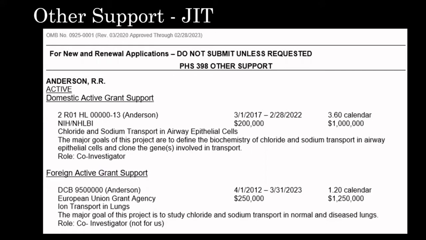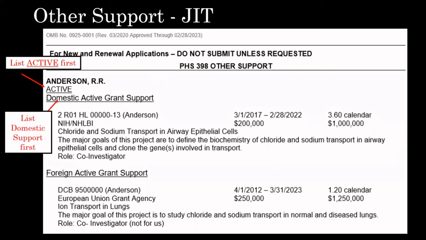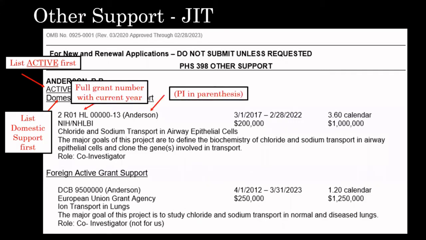So here is an example of NIH Other Support. Always include active first. And then we are going to break it out by domestic and foreign. So we're going to list all the domestic grants first. And you want to include the full grant number with the current year. The PI is in parentheses. Now keep in mind, if it's a multi-PI grant, then you would list all the last names in parentheses.